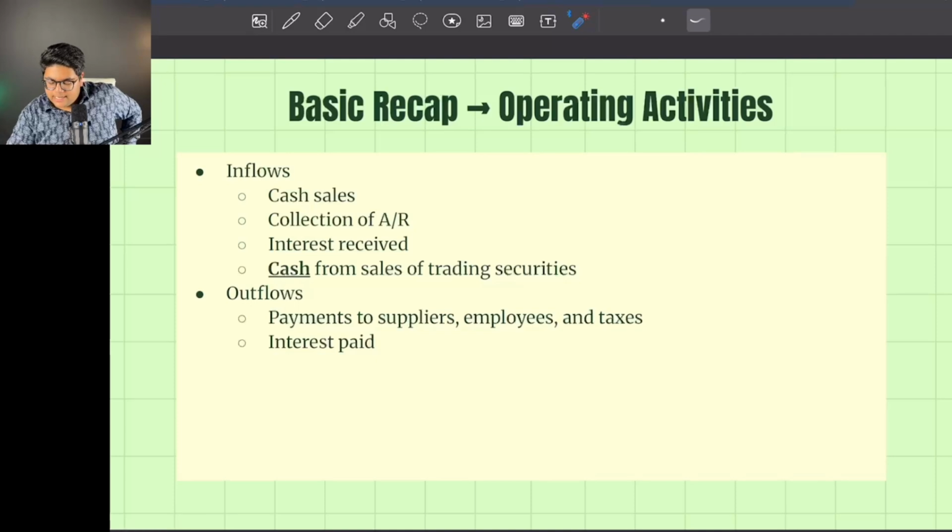So a basic recap of the operating activities. You basically have the inflows and outflows of cash. So an inflow of cash could include something like a cash sale. You collect your accounts receivable. You receive interest. Also cash from sales of trading securities. So for example, you buy a stock and you sell it for a greater cost, you would only record the cash portion, not the unrealized gain or anything. An outflow of cash would include payments to suppliers like expenses, COGS, wages, taxes, and then any interest you pay.